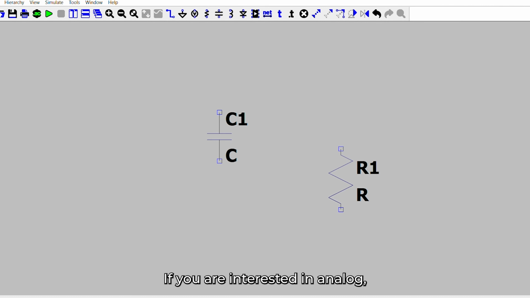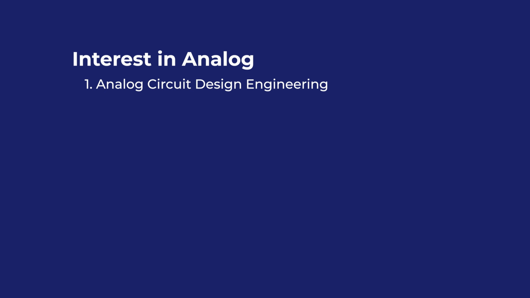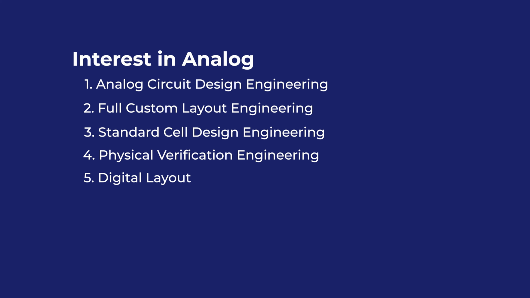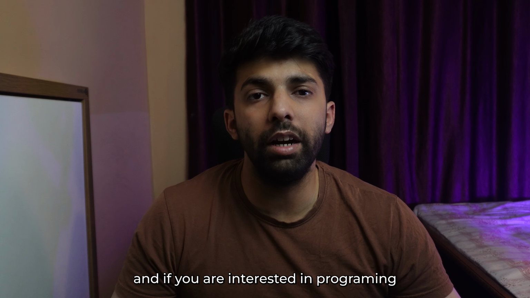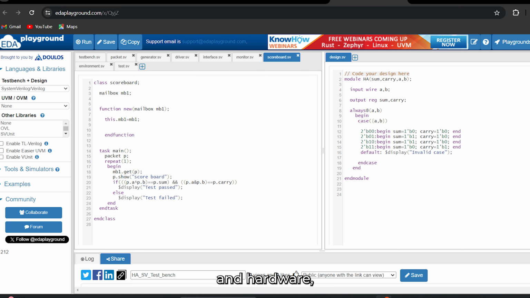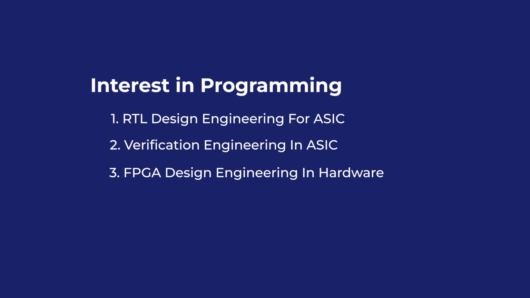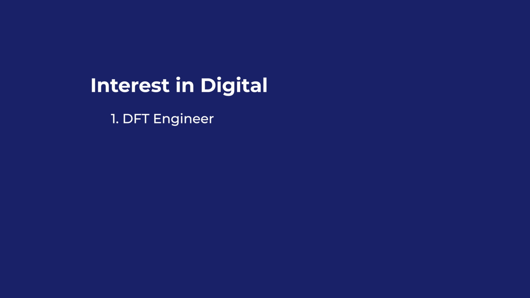If you are interested in analog, you can make your career in analog circuit design engineering, full custom layout engineering, standard cell design engineering, physical verification engineering, digital layout, physical design. And if you are interested in programming and hardware, you can go for RTL design engineering for ASIC, verification engineering in ASIC, FPGA design engineering in hardware. You can become a DFT engineer, synthesis, and STA engineer if you are interested in digital electronics.